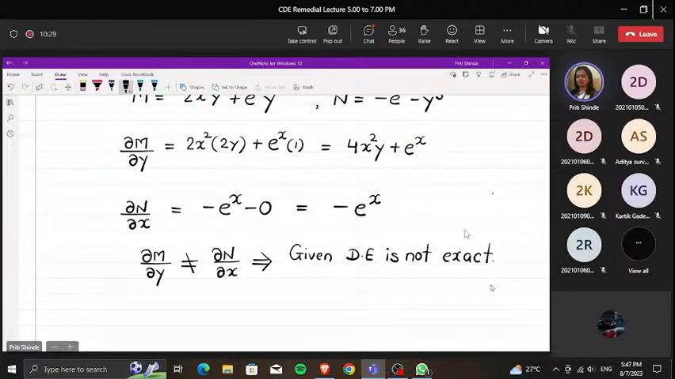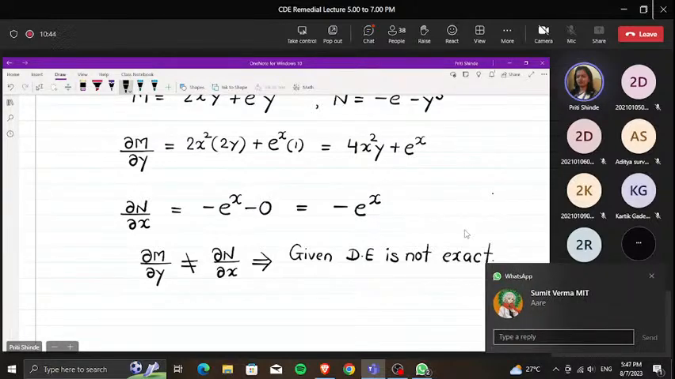Since it is not exact, we want an integrating factor. We want the corresponding exact differential equation. So how do we find the exact differential equation? The next step is to find the integrating factor by using a suitable rule. You know the 4 rules.